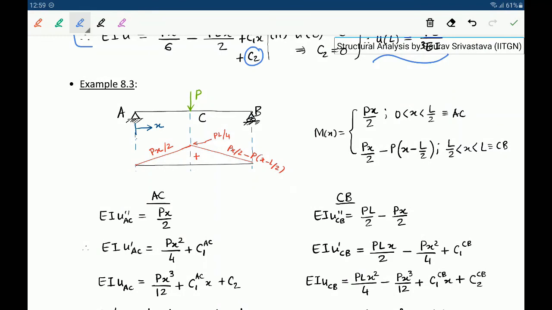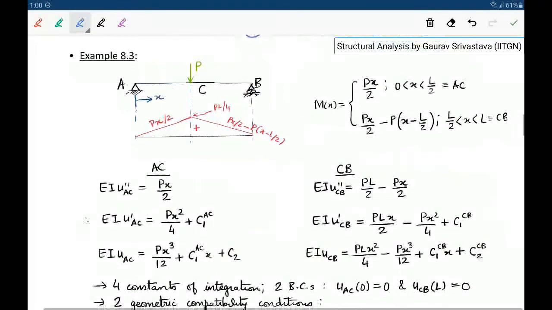Let's look at one more example. Now from here we will begin a little bit of motivation towards Macaulay's method. So let's say there is a simply supported beam, and the load is being applied at L by 2, so at mid-span of the beam. So this is L by 2. In this case, the bending moment diagram, or the BMD, you know that it comes out to be of this shape, a triangular shape.